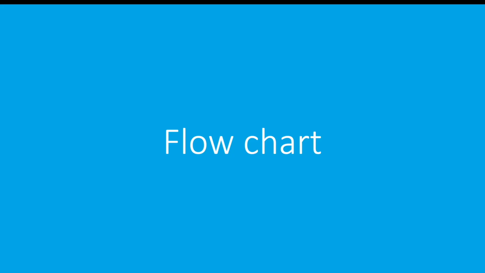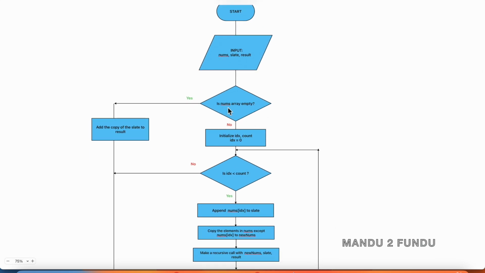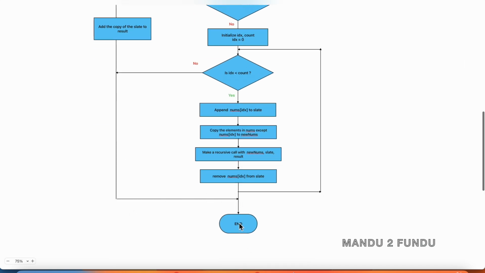Let's look at the flowchart. Input for this procedure is the nums array and the slate and the result slice. Okay, so first we check whether the nums input array length is 0. If that is true, we create the copy of the slate and add it to the result and then return.